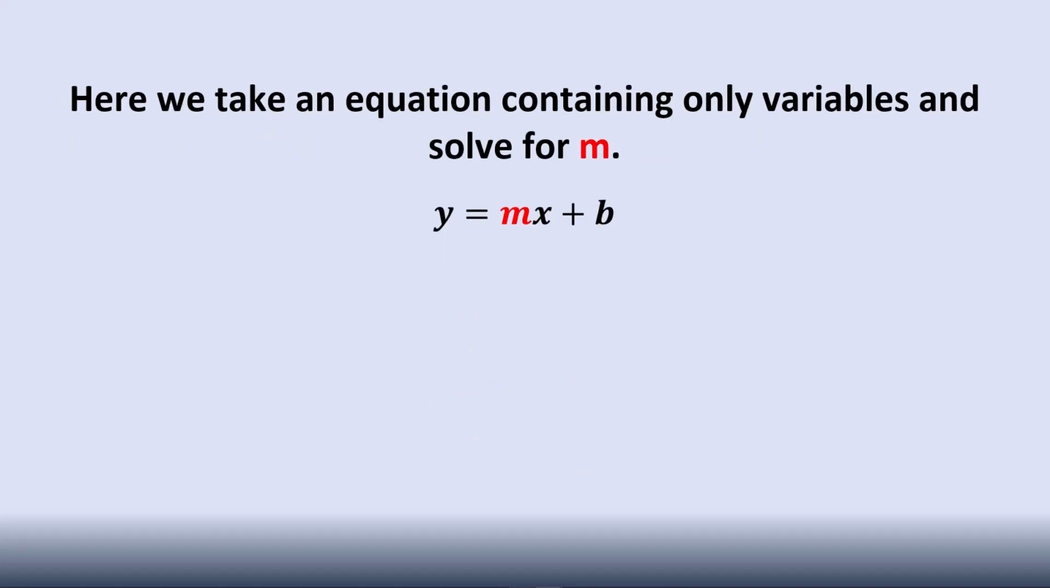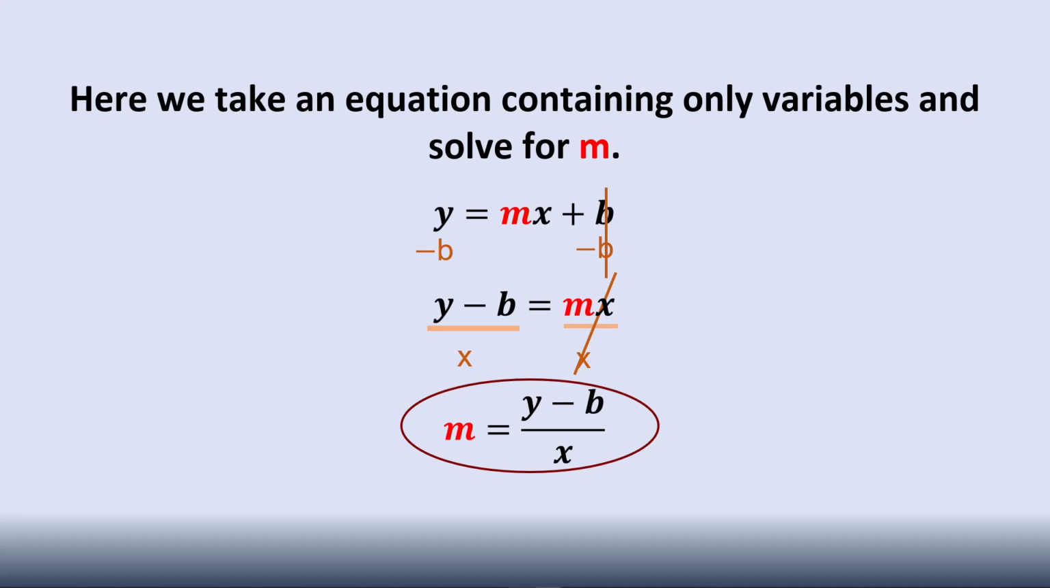Here we take an equation containing only variables and solve for m. This is the slope-intercept form we looked at earlier. Solving for m, we first need to subtract b from both sides, and we get y minus b equals mx. We divide both sides by x, and we get m is equal to y minus b over x.